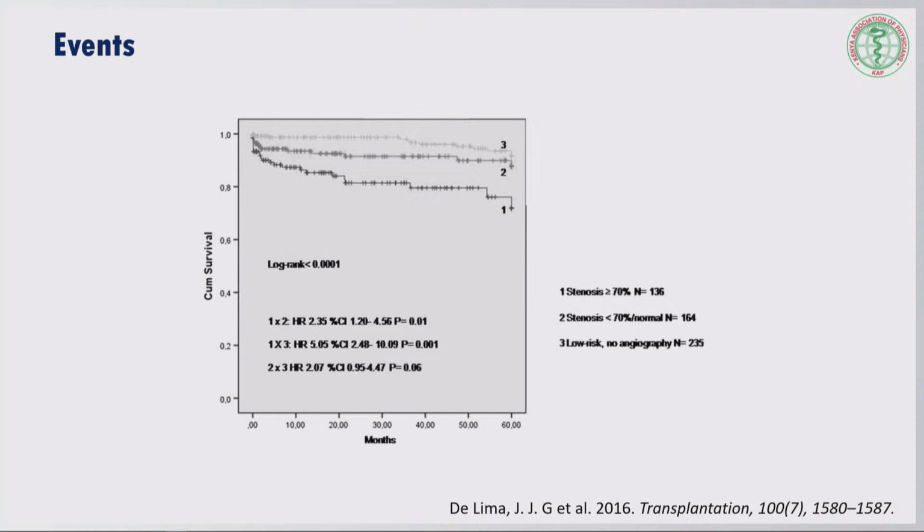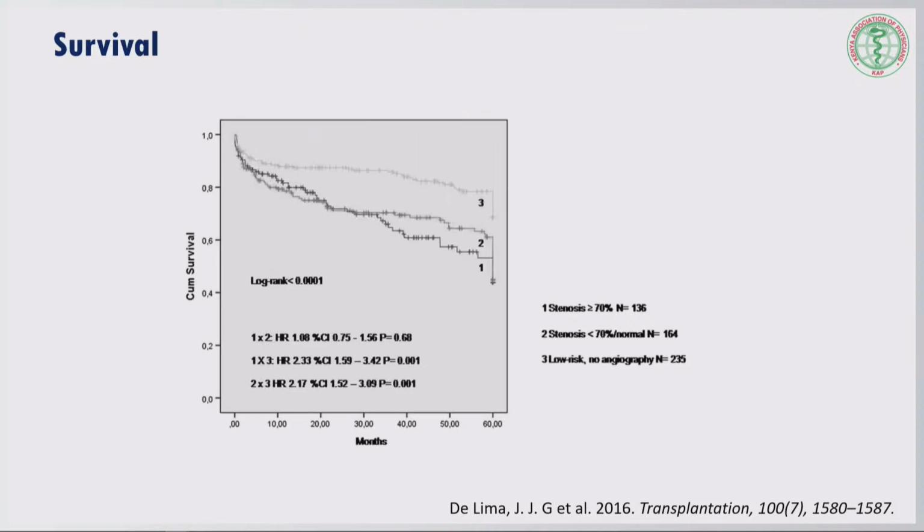So patients who have stenosis tend to do really poorly. So it's really important to pick out these patients. In terms of survival, same thing. Patients who have significant stenosis don't do so well. So it's really important to find out these patients and to intervene before the transplant.